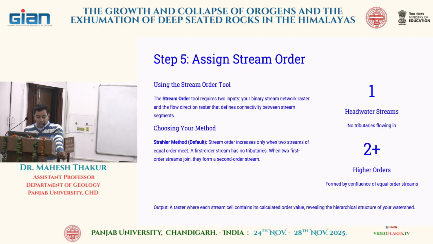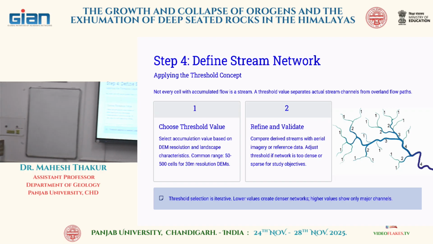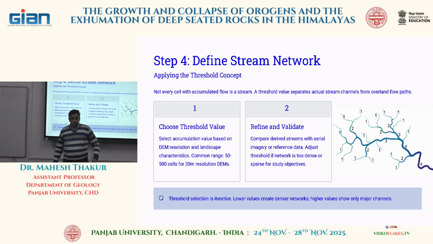The output is a raster where each stream cell contains its calculated order value, revealing the hierarchical structure of your watershed. You can see that. So if one is mixing with one, then you have second order, and then two and two are making three, three and three like four.